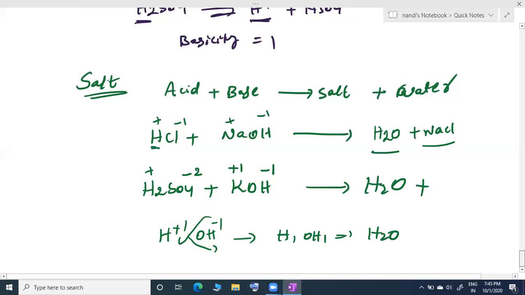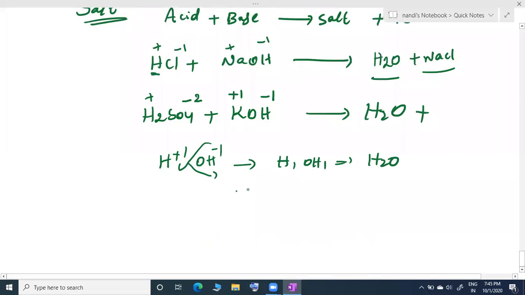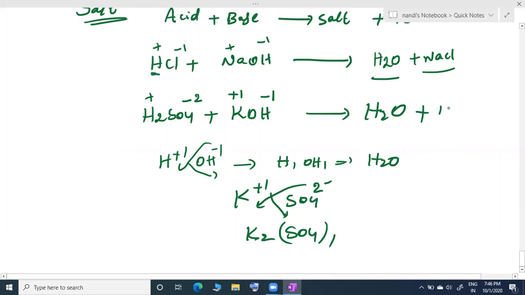Plus. Potassium is +1. Very good. SO4 2 minus. Always by applying the crisscross method, then you have to give the answer. This is K2. SO4, whole 1 is 1. So it doesn't matter, you can write 1 or not. It is only H2 or 2H2O. Yes, we can fill that one. SO4. 2H2O you will get.